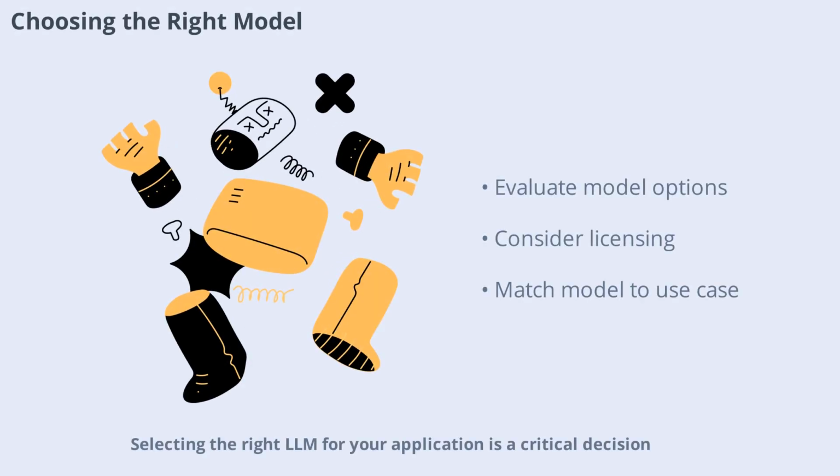Selecting the right LLM for your application is a critical decision. There are many models available, each with its own strengths and weaknesses. Consider factors like model size, training data, and licensing. Some models are open source, while others require commercial licenses. The choice you make will impact performance, scalability, and cost. Take time to evaluate your options and select a model that aligns with your deployment goal.